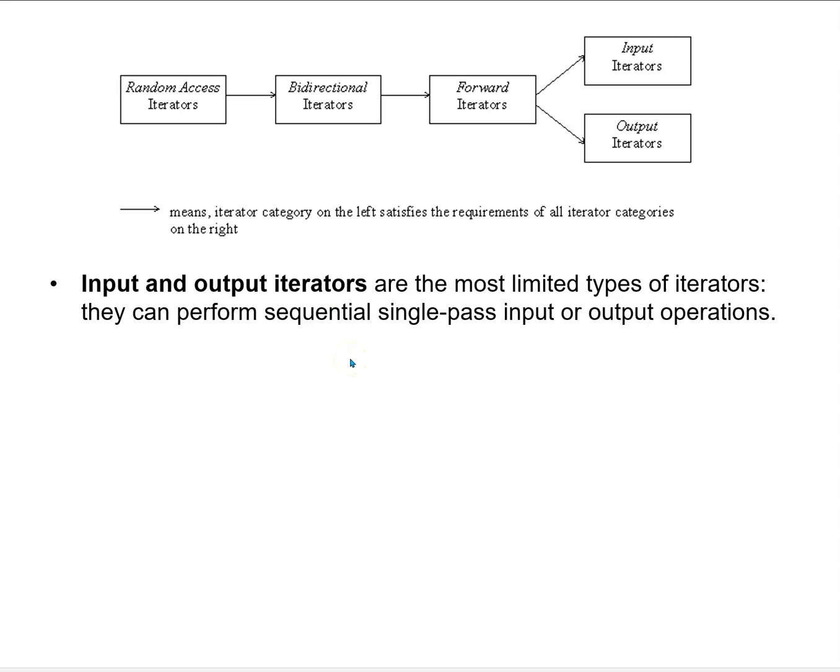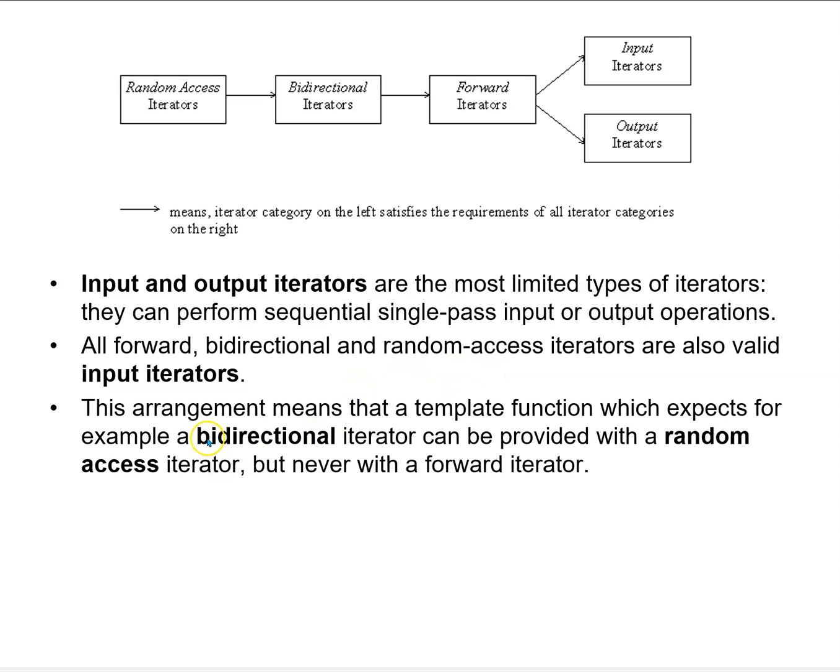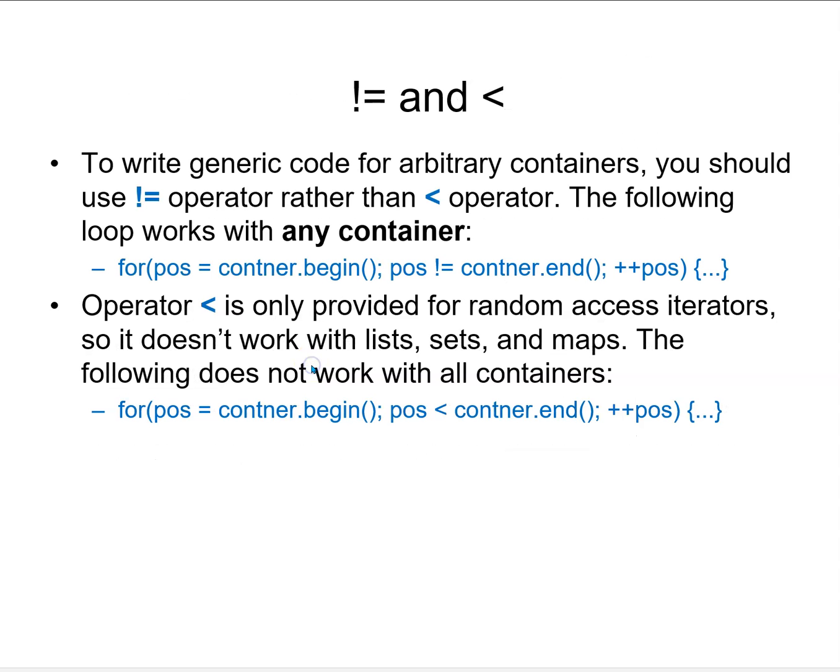Input and output iterators are the most limited types. Forward, bidirectional, and random are also valid input iterators. This arrangement means that a template function which expects a bidirectional iterator can be provided with a random access iterator, but never with a forward iterator, because they're not interchangeable.